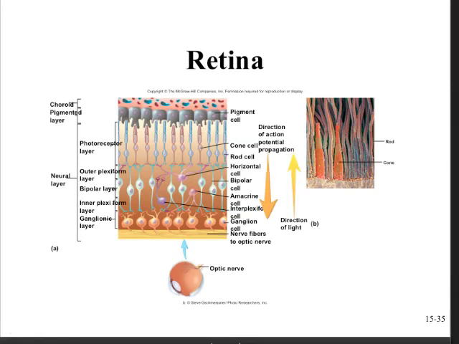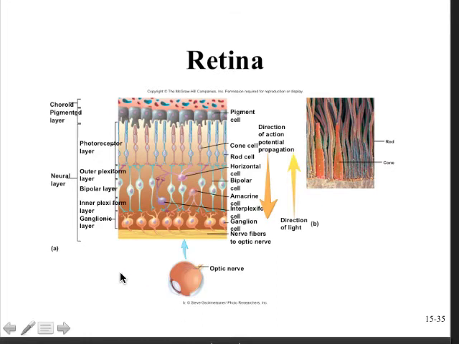Okay, welcome back. This is the second installment of Chapter 15 out of Seeley dealing with the special senses. And what you're looking at here is just a diagram showing you the layout of the retina. And what we have to do is orient ourselves with the diagram here on the left.